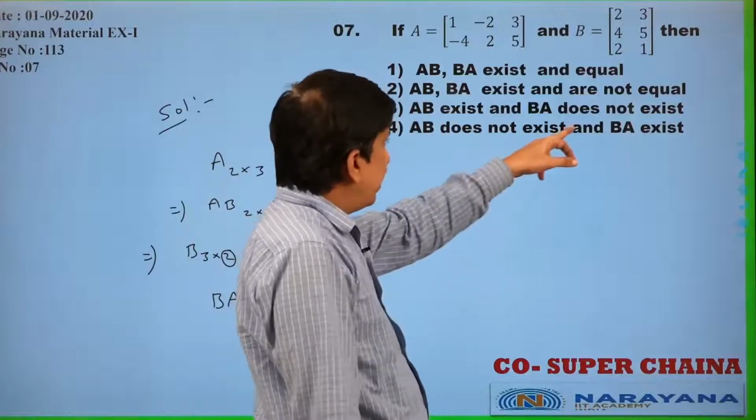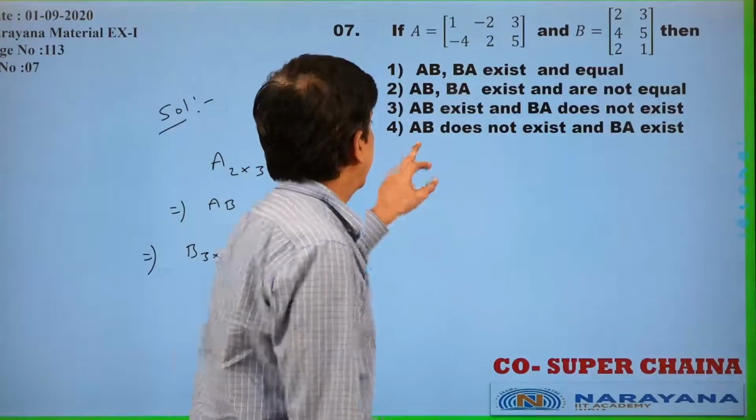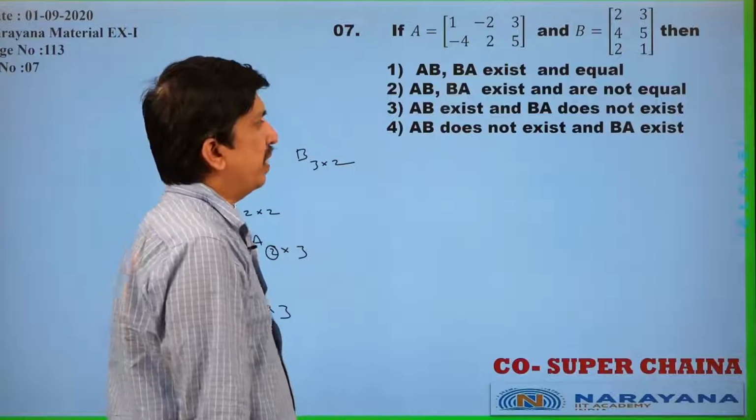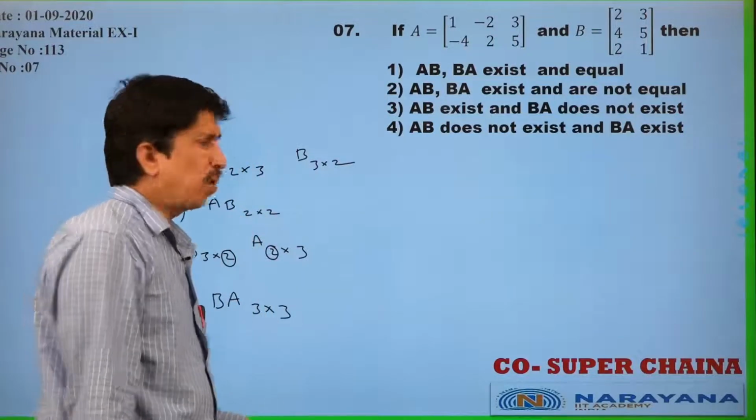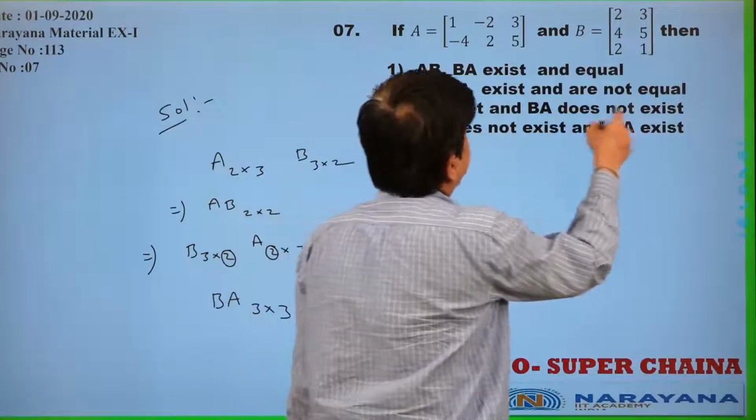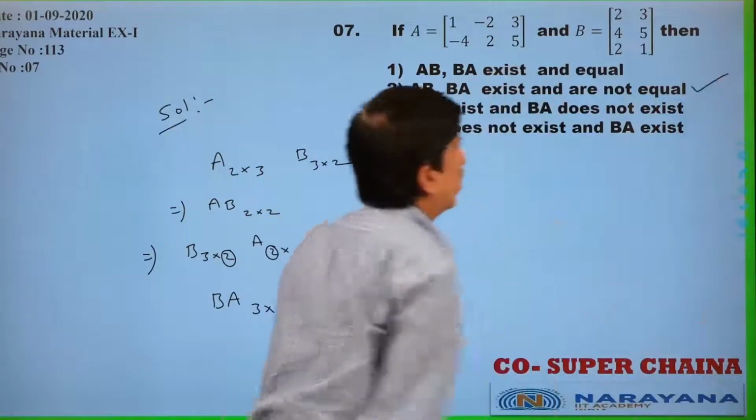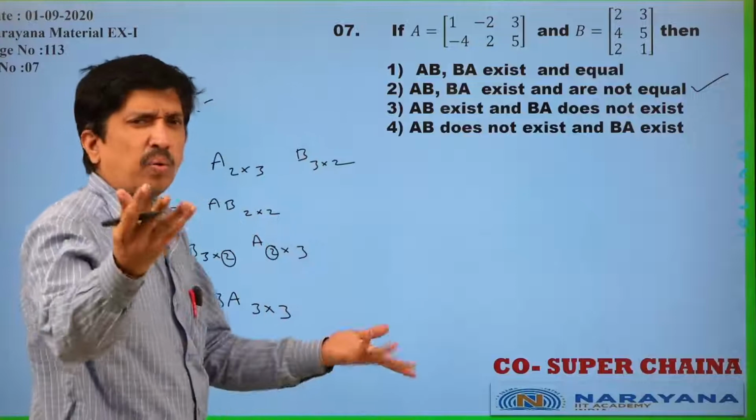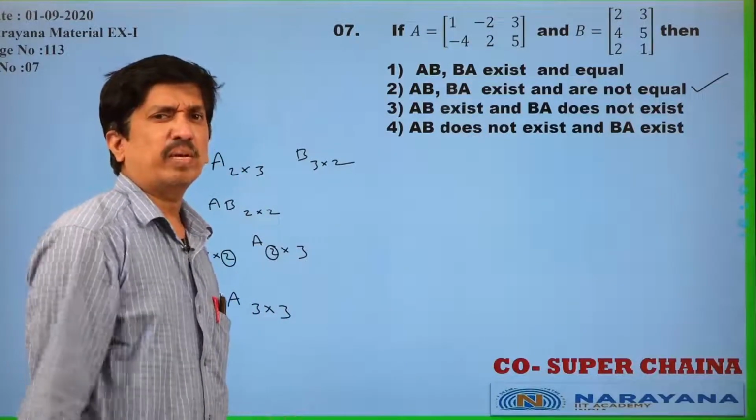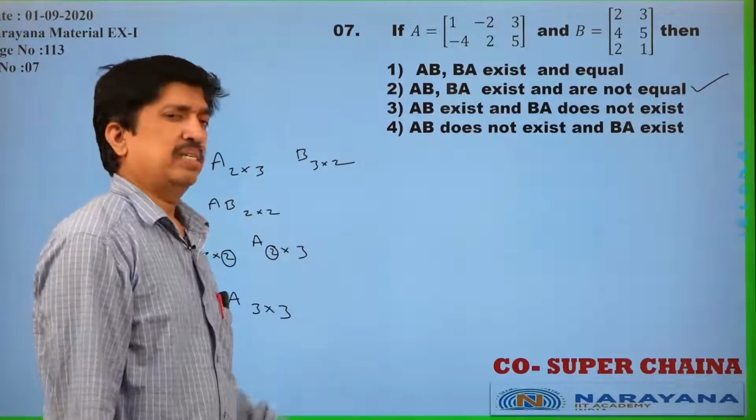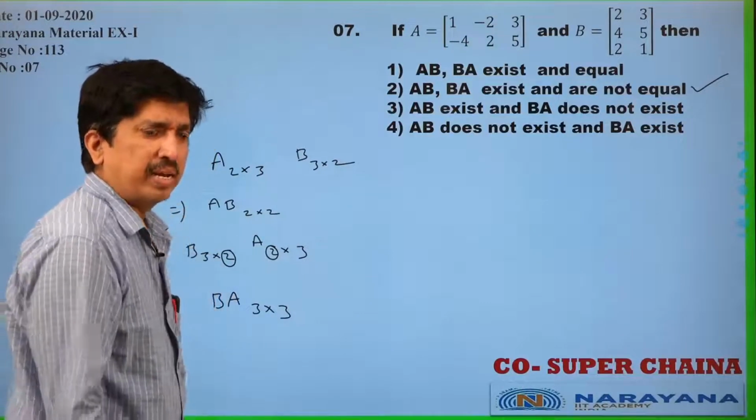AB exists and BA does not exist, wrong option. AB does not exist and BA exists, both are existing only, but they are not equal only. AB, BA exist and are not equal is the right answer only. Here no need of solving the problem only, just based on the order only you can say that one. In this case, is it clear? Let us move to the next question.